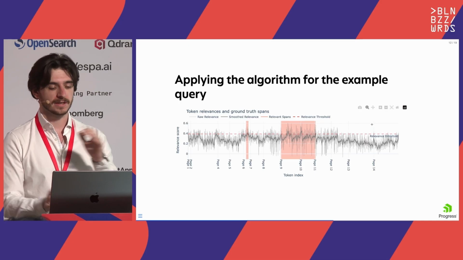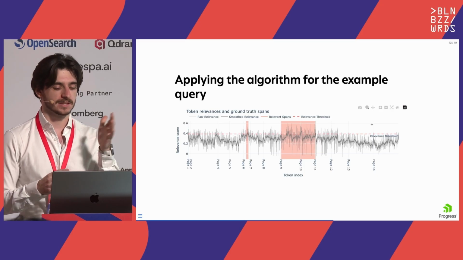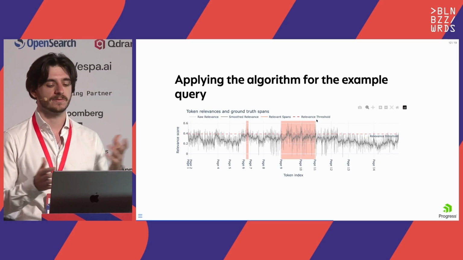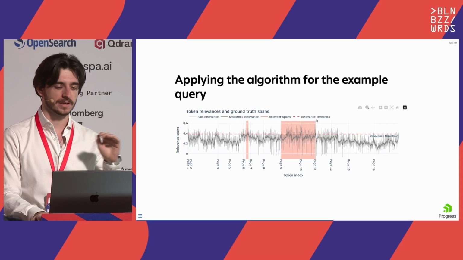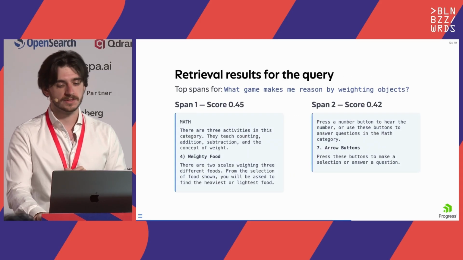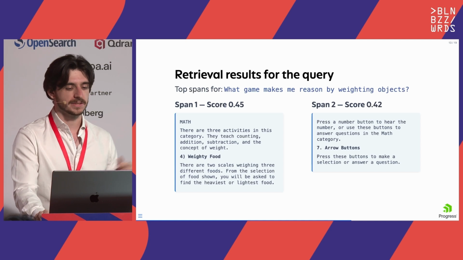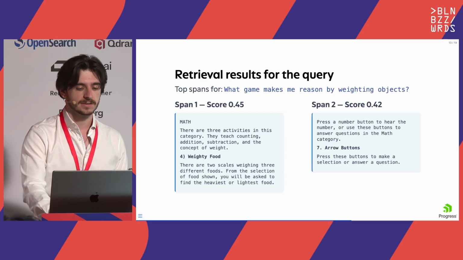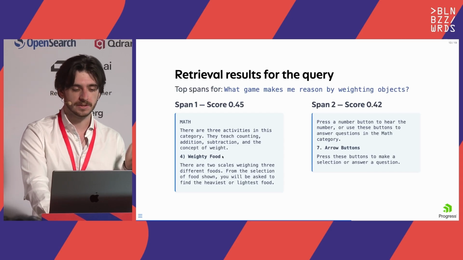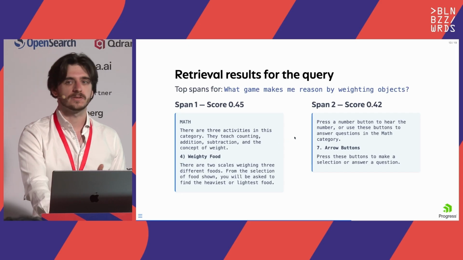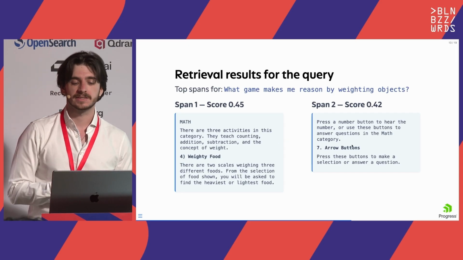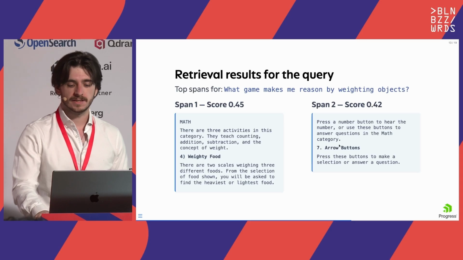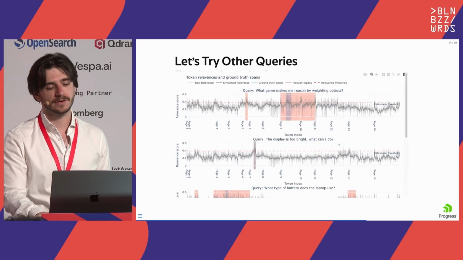Then the dashed line will be the relevant threshold above which everything is a peak. And then with this salmon color, you can see highlighted the spans that were found to be relevant. If we look deeper and go into the text that was actually found on those spans, for this example query, "what makes me reason by Boolean objects", we can see that span 1 with the highest score has the interesting game I talked about, that Wayfood game. And the second one also has some words that might be semantically meaningful to the query because it talks about math. So that's nice. Let's now see some more results for more queries.